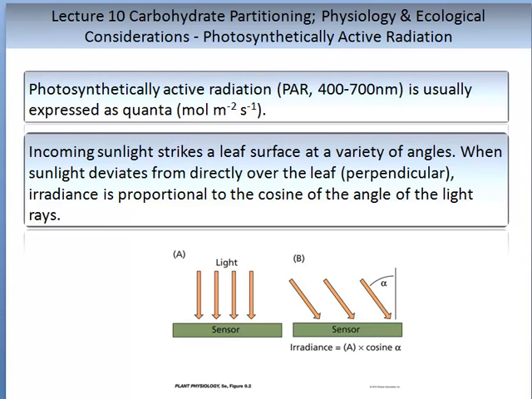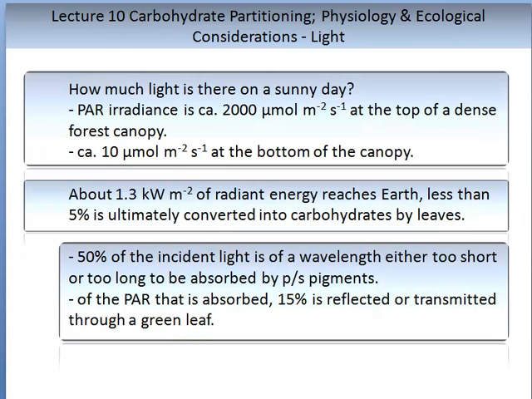Incoming sunlight will strike a leaf surface at a variety of angles, as you can see from the figure below. When sunlight deviates from directly over the leaf, or what we call perpendicular, irradiance is proportional to the cosine of the angle of the light rays. Now that we understand the relationship of the angle of light and a leaf surface, we can begin to ascertain how much light there is on a sunny day.